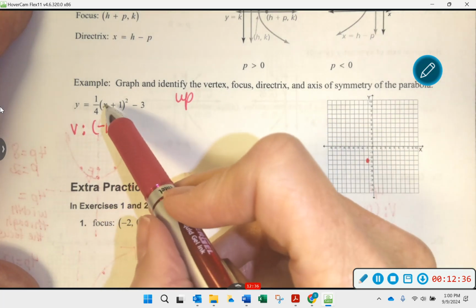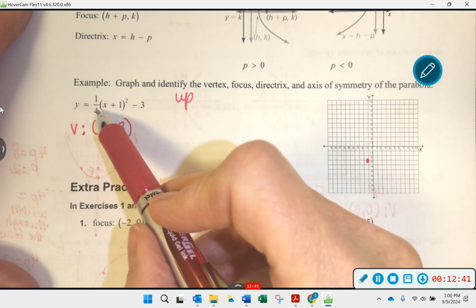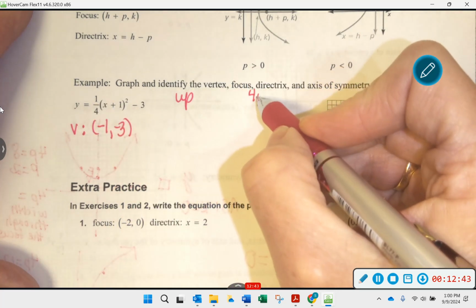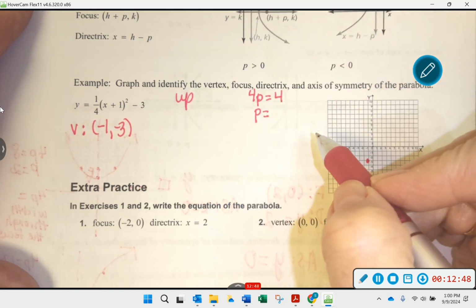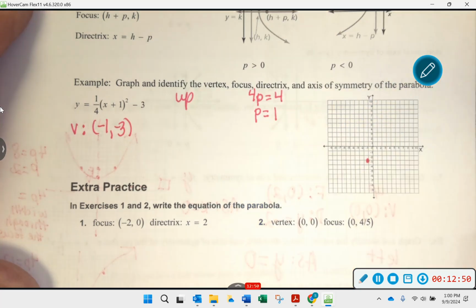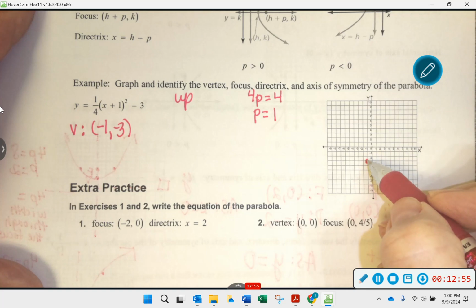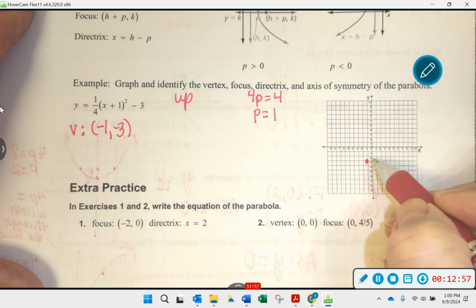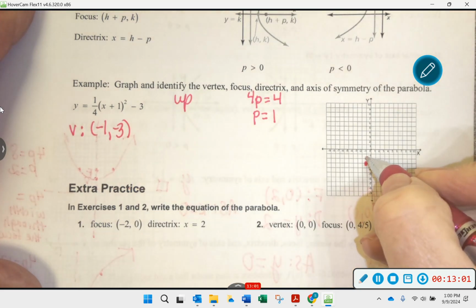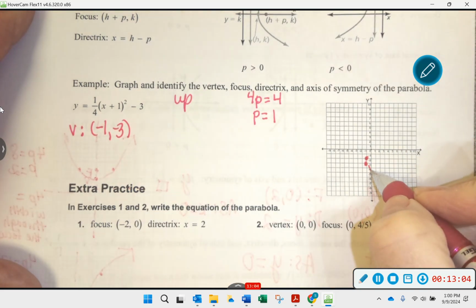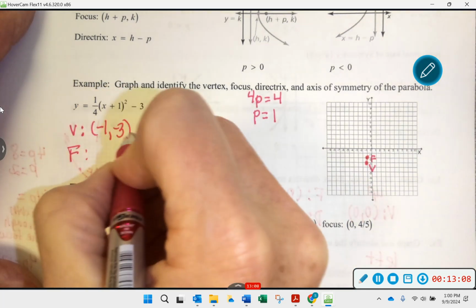Now we have to find that p-value because we have a 1 in the numerator. If we have a 1 in the numerator, we set that denominator equal to 4p. So what's the p-value going to be? 1. All right, so we have the p-value is 1. So where am I going to go to find the focus? Up, down, left, or right? Up 1. There's the focus. Here's the vertex. Here's the focus. So our focus is up 1.